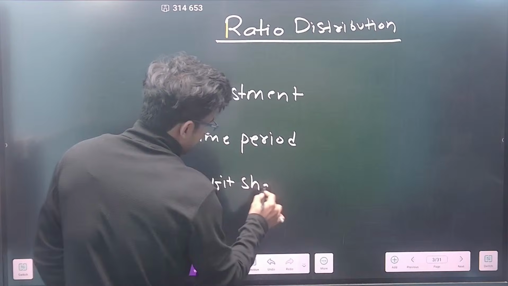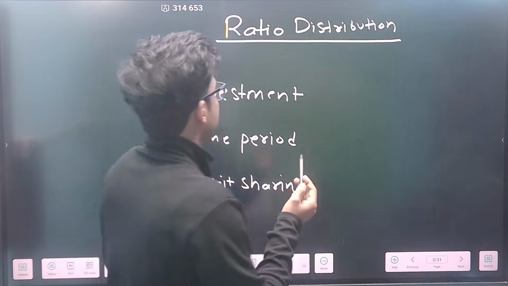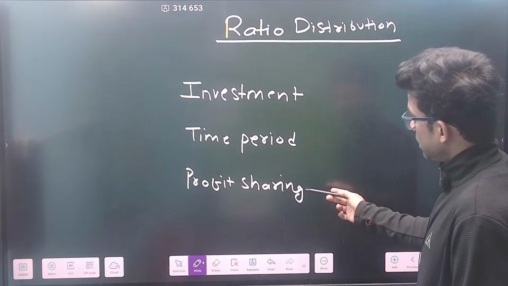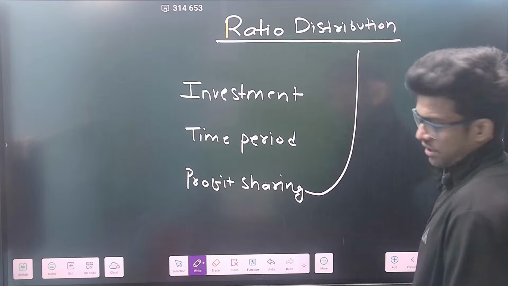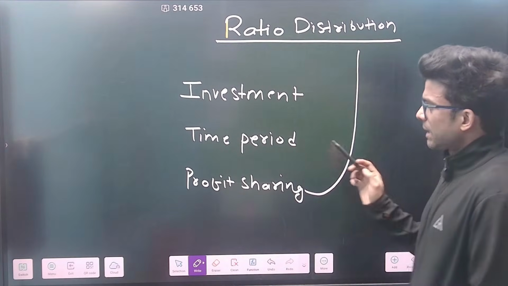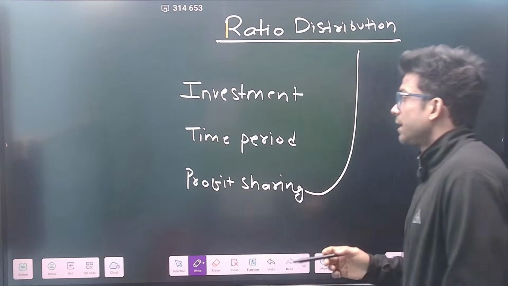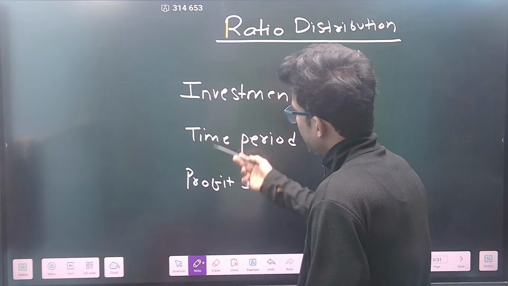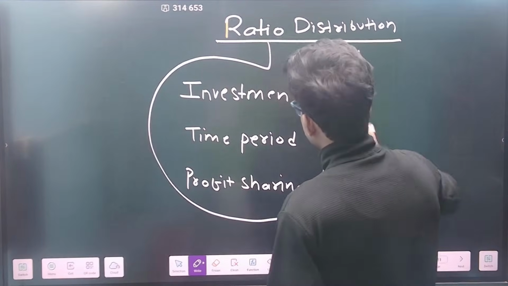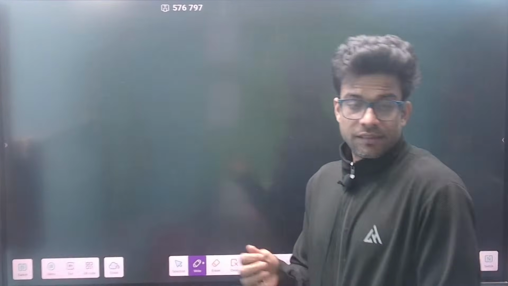So you can see, guys, these are the very important parameters of this chapter, which is partnership. Although profit sharing involves the concept of ratio distribution. Whenever this chapter comes to mind, and today we'll solve all the previous year questions first, keep in mind that this chapter involves only investment, time period, and profit sharing. Now, what is the formula?